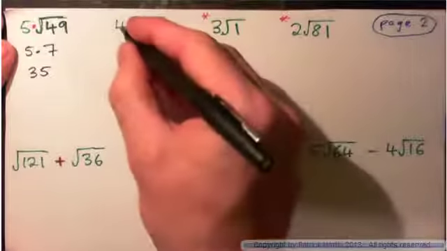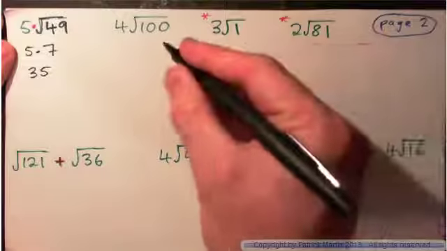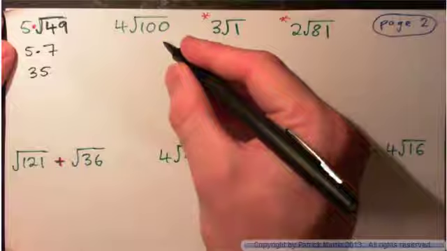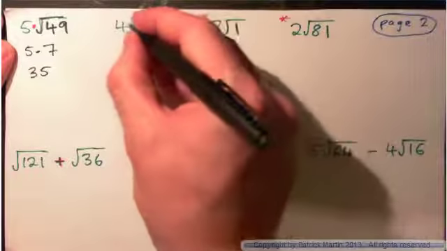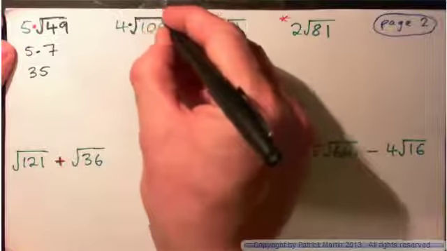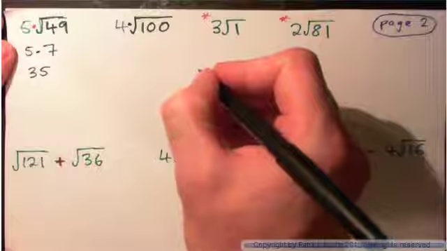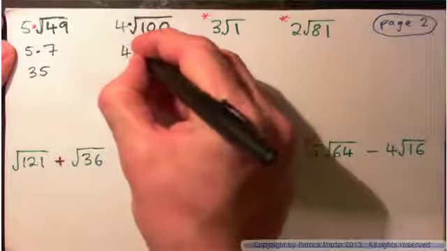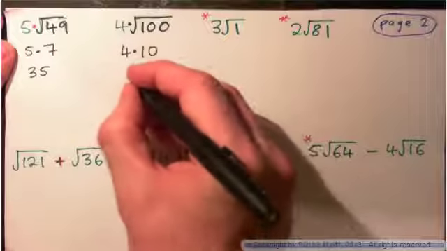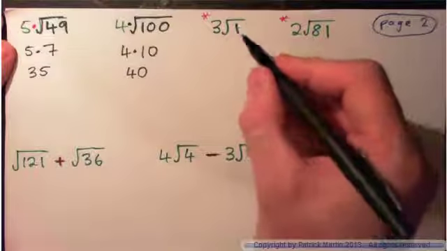So if I was doing 4 written beside 100, what would I do with this? What would the answer be here? It's 4 written beside root 100, so it's 4 times that. And the first thing I have to do is actually calculate what root of 100 is. What's root of 100? 10. So I have 4 times 10, which is 40.